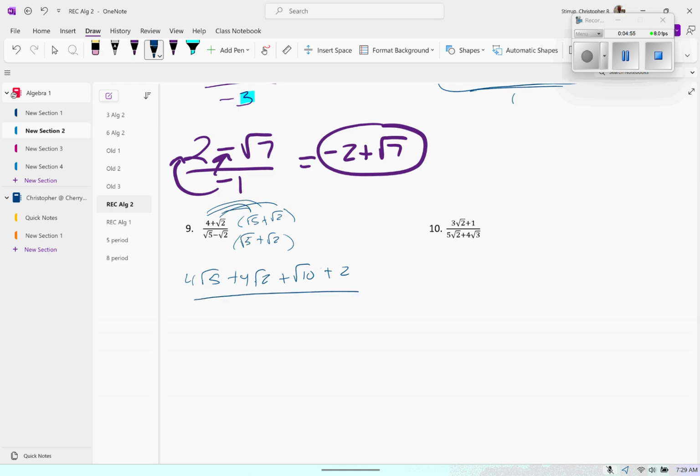On bottom, I'm going to get root 5 times root 5 is root 25, that's 5. And then that's going to give me positive root 10. This is going to give me negative root 10. So those cancel out. And that's going to give me minus root 4, which is 2. So 5 minus 2. So clean up your problem.